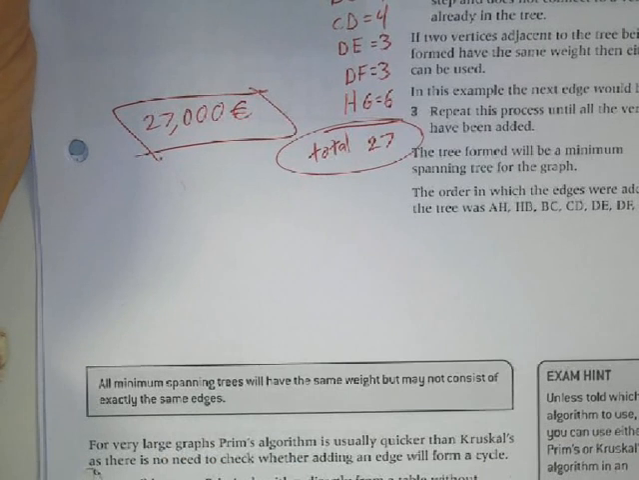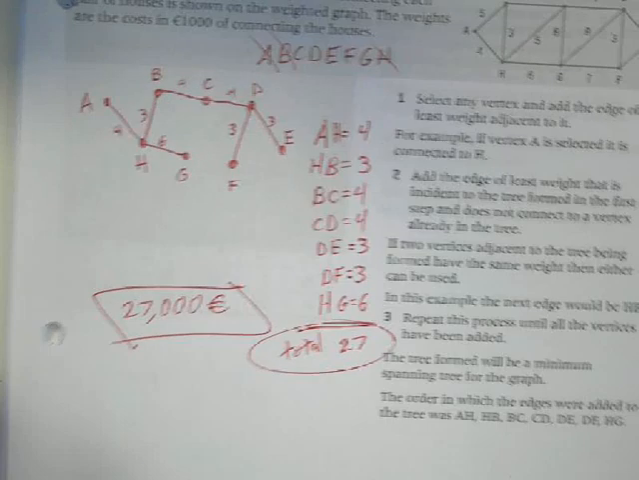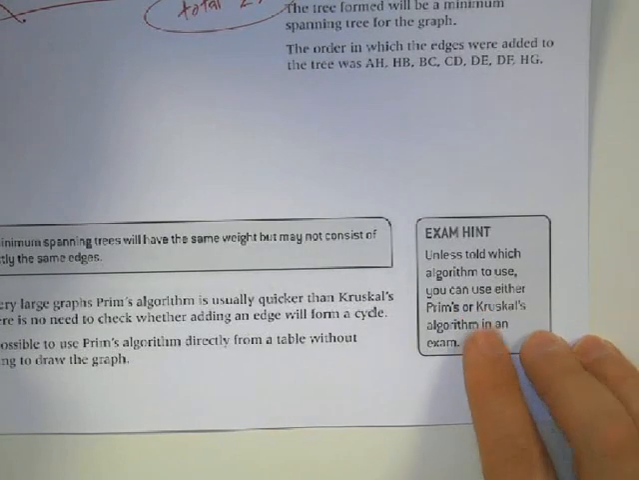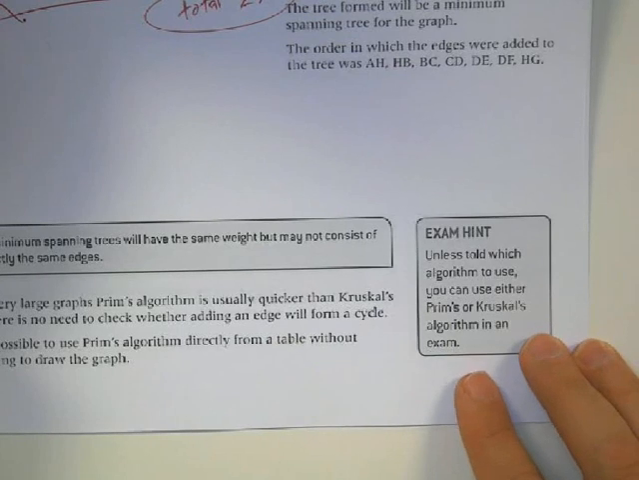So all the minimum spanning trees will have the same weight, but may not have exactly the same edges that were used. Oh, exam hint: unless you're told to use a specific algorithm, they're not going to care if you use Prim or Kruskal's.